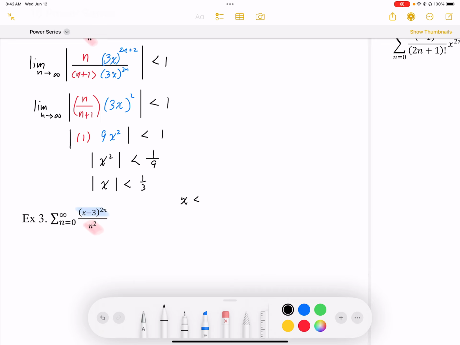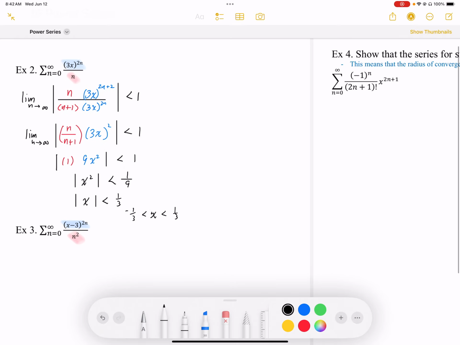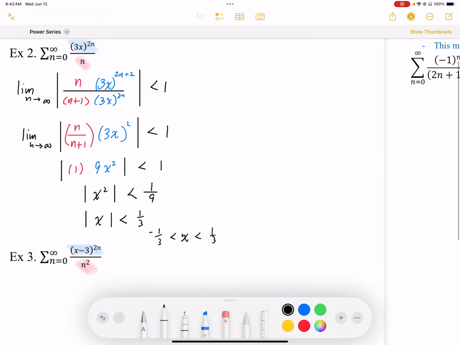And at this point I have x bigger than negative 1/3 and less than positive 1/3. Okay, so then I'm going to test my endpoints. So testing my endpoint of negative 1/3. Okay, so we're going to test x equals negative 1 over 3.